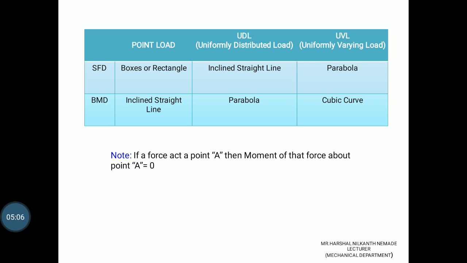UVL means uniformly varying load. In SFD it will be a parabola, and in BMD it will be a cubic curve. Note, if a force is acting at a point A, the moment of the force about point A is equal to 0. If the force is acting at point A, whatever the moment will be at that point will be 0. Not A only, but at any point.